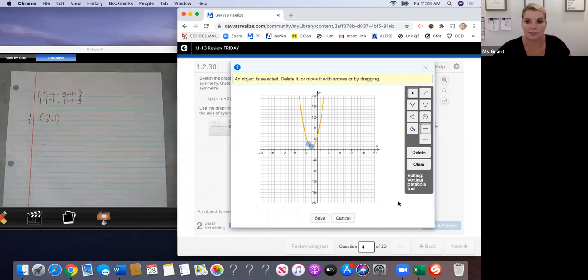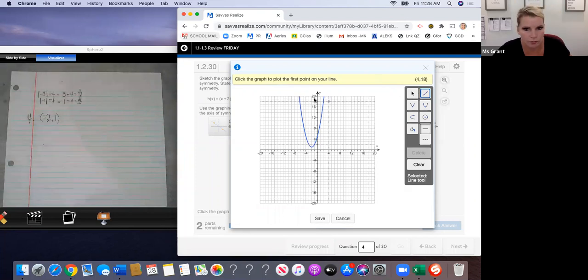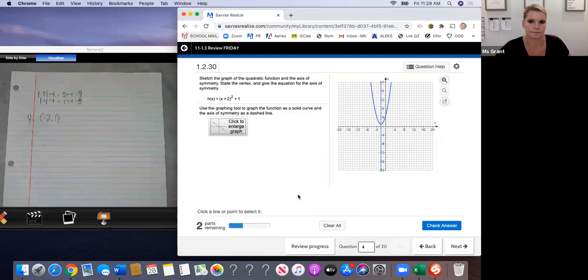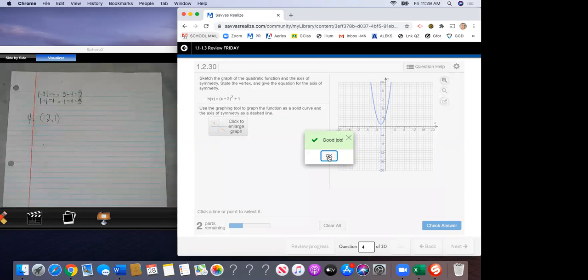I need to graph my axis of symmetry, which means I need to make 2 dots and then make it a dashed line, because axis of symmetry is always a dashed line. So I'm going to use this tool right here. I'll put my dots just wherever, but I need to make it a dashed line. Okay. And I'm good.